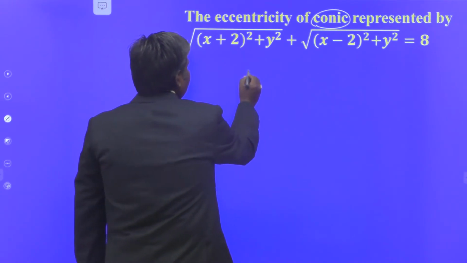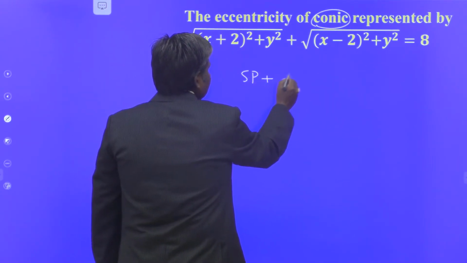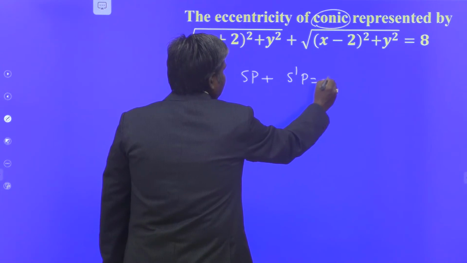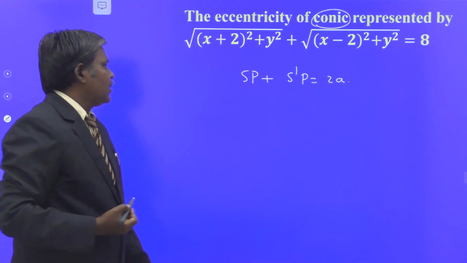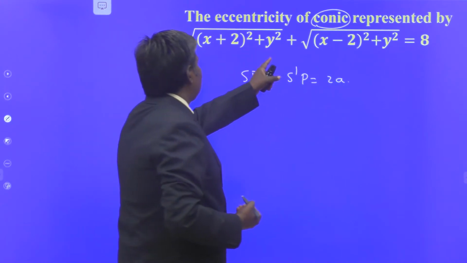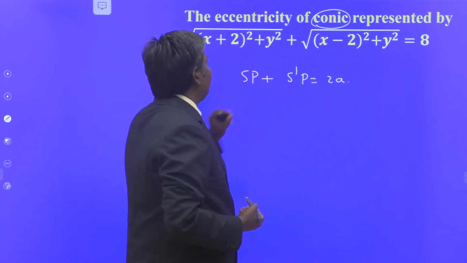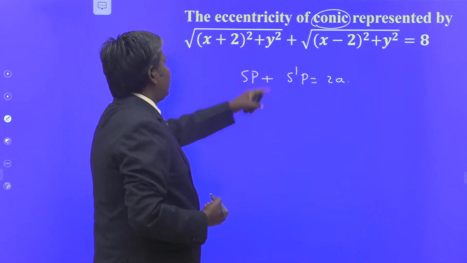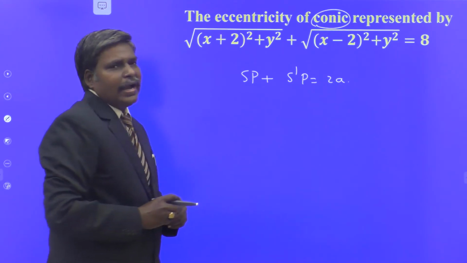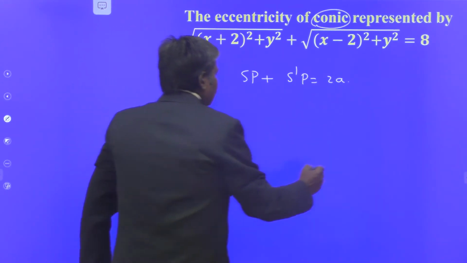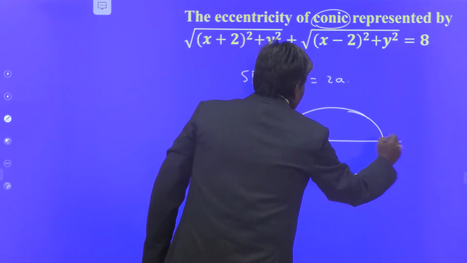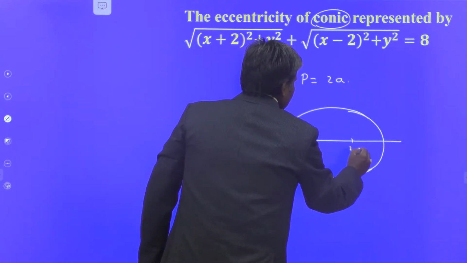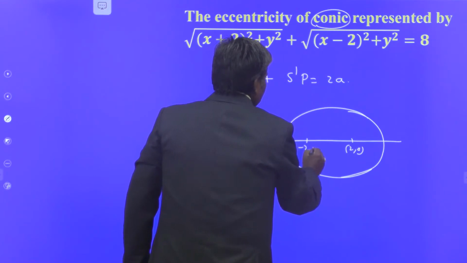What is the form, my dears? This is of the form SP plus S'P is equal to 2a, just like the focal property. SP, where S is the fixed point and (x, y) is the variable point. The two fixed points are (minus 2, 0) and (2, 0). So the ellipse may be in this manner.